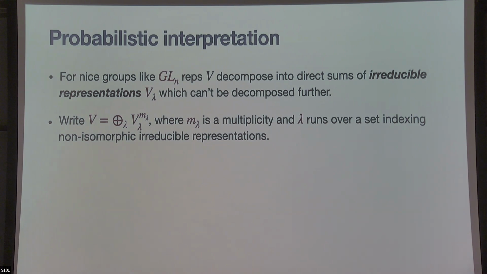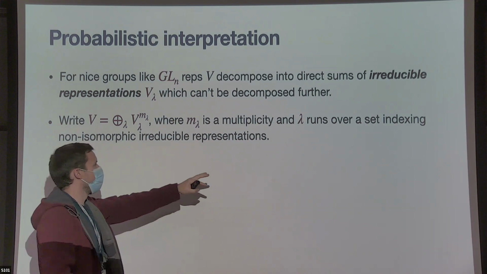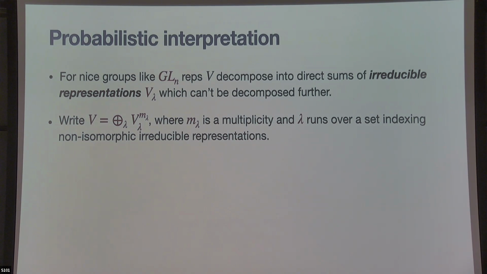And lambda, I haven't described where it lives, but just think of it as a set that indexes the different irreducible representations. You can assume that if V is finite dimensional, the set is going to be finite. For those who like Fourier transform, in the abelian case, if the group is abelian, then this decomposition will be just the characters of the group. Yeah, that's right. And all the representations are one dimensional. Right.